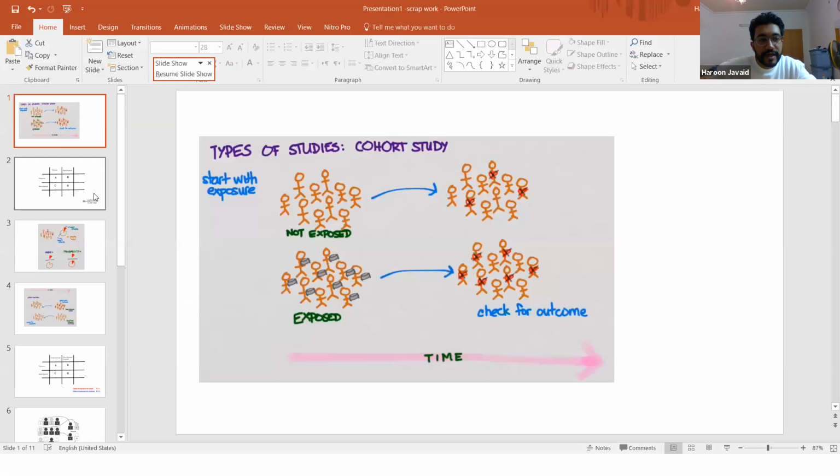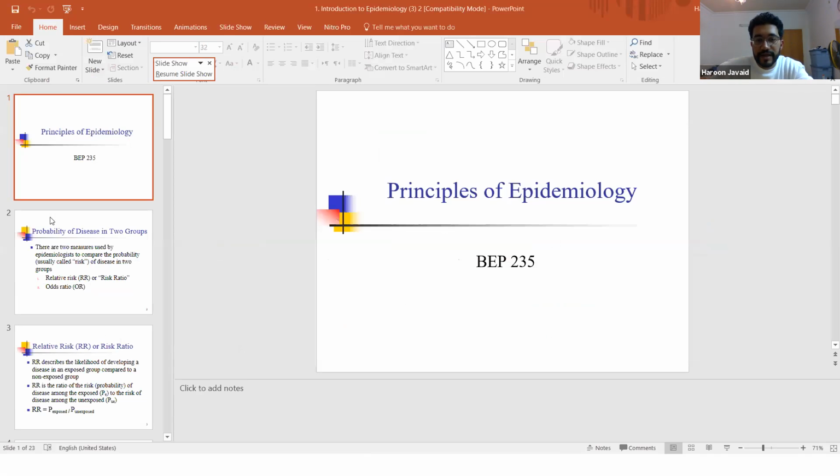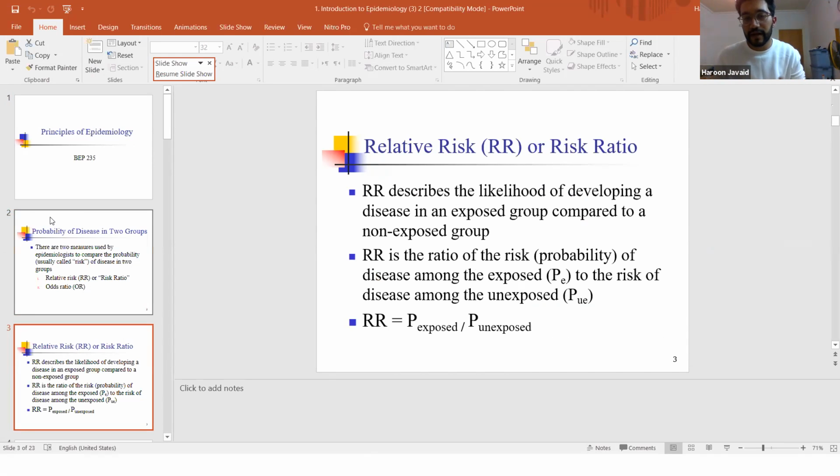Okay. So now we're done with lecture number 1. Let me briefly summarize everything. Relative risk depends on ratios. You compare two proportions together. So the ratio is the probability of disease among exposed to the risk of disease amongst unexposed. So basically you go A over A plus B, over C over C plus D.